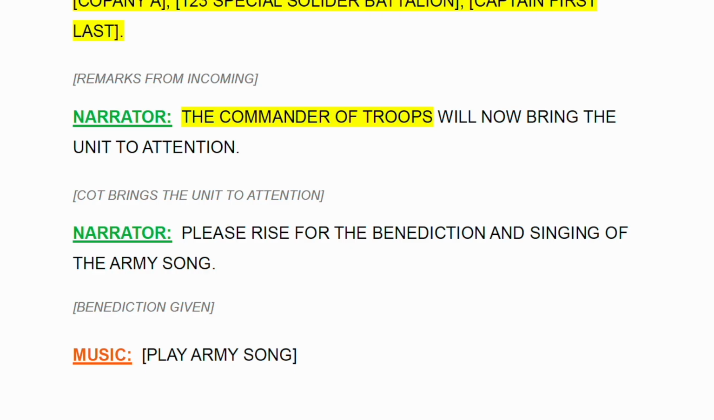Remarks given, the commander of troops will now bring the units to attention. The commander of troops does this thing. Please rise for the benediction and singing of the Army song. So please rise, right? Do that inflection with your voice so they understand that, hey, it's a trigger for them. Oh, I need to get up. Right? So they rise, benediction given. Then you look at the music guy.